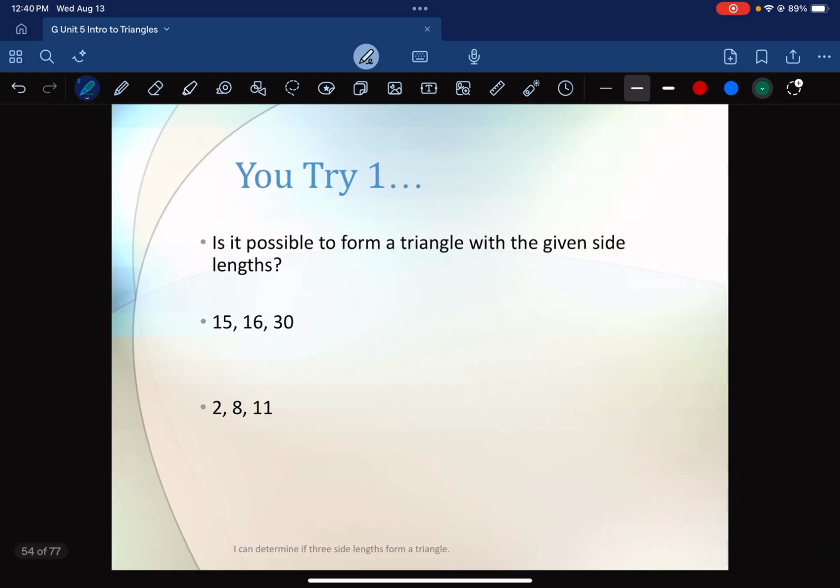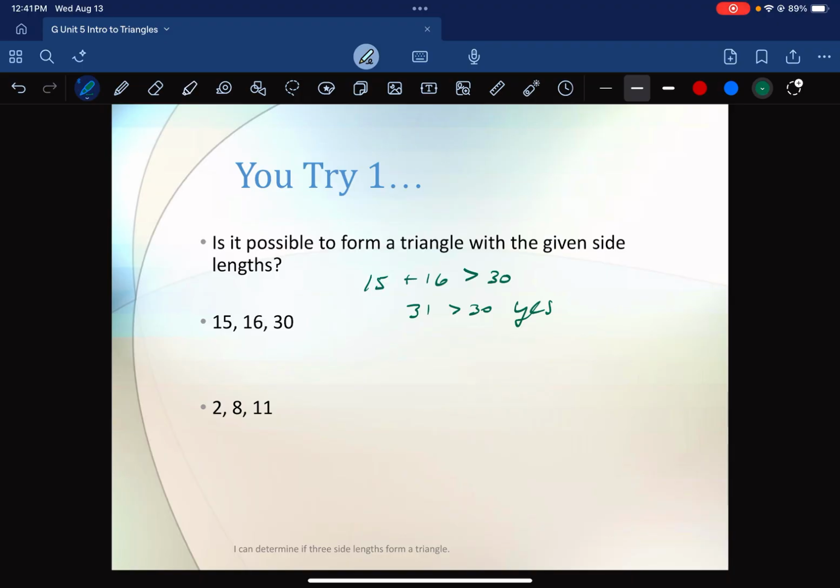So here are some examples then. Well, I don't know, let's just work this one out together. So I'm just going to take the two smallest. The smallest two measures are 15 and 16. And if I add those, is that greater than 30? Well, they make 31, and so yes, this can form a triangle.